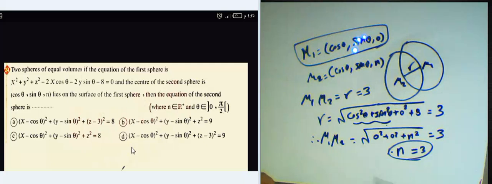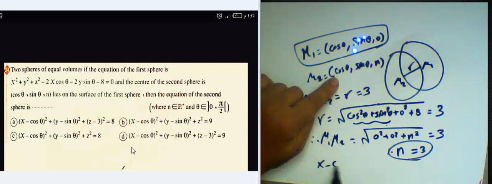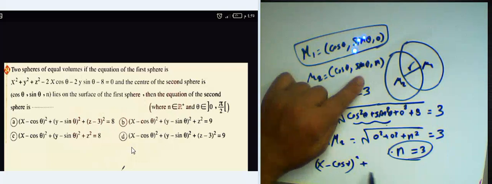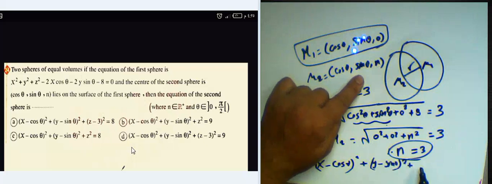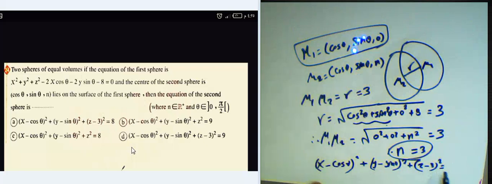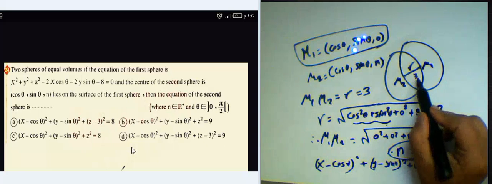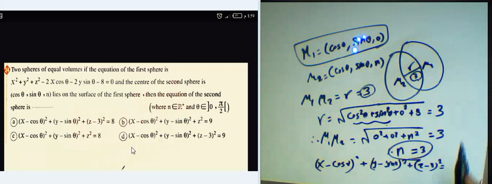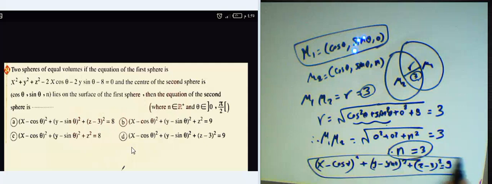It will be x minus cosine theta power 2 plus y minus sine theta power 2 plus z minus 3 power 2, and r power 2, the radius here, equals 3 centimeter. It will be 3 power 2 equals 9. Choose letter D. Understood?